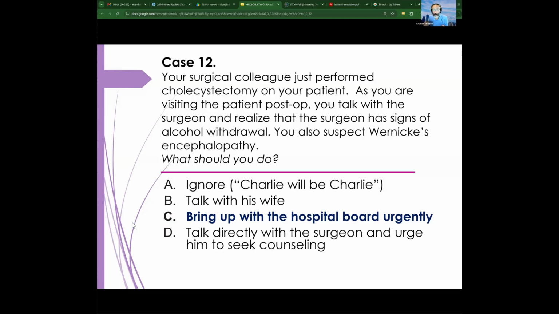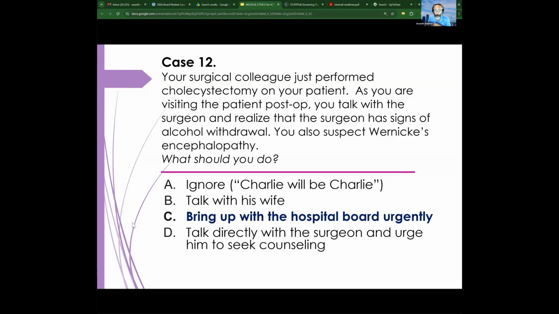Right? The appropriate thing to do if we have concerns is to escalate it and make sure that someone who is in a position to then look into it and protect patients is able to do so and does so. So it is our obligation to bring it up with the hospital board urgently or whatever appropriate overseeing institution is.